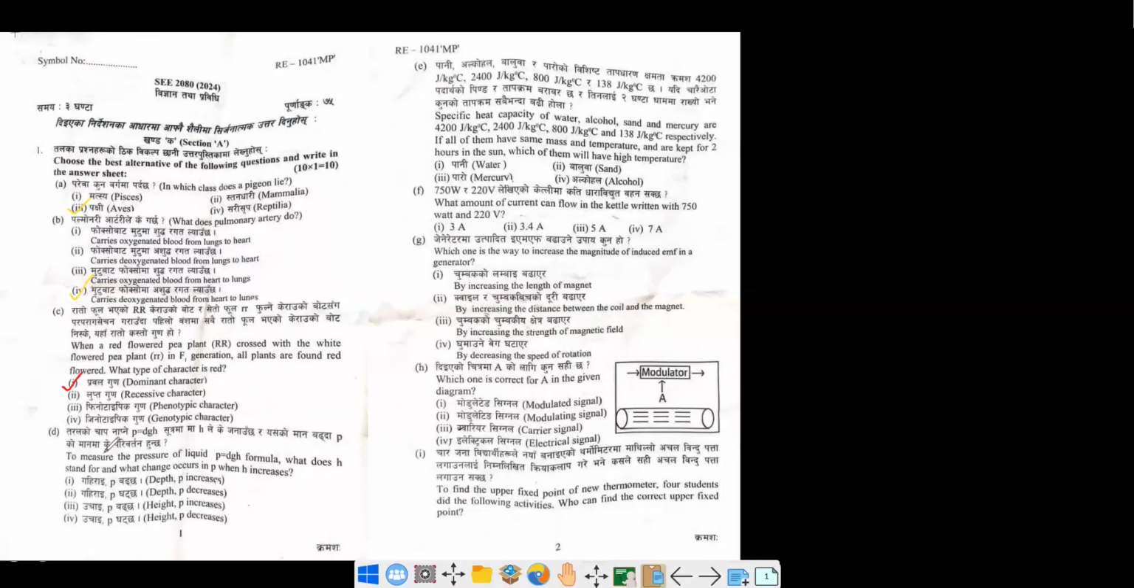To measure the pressure of the fluid, we use P equals rho g h. What does h stand for and what change occurs in P when h increases? Okay, H को मान बढ्ने हो भने P को मान सिधै बढ्छ because they are directly proportional. P equals rho g h. If we keep density and gravity constant, then P is proportional to h. Height बढ्दा P बढ्छ. अब बढ्छ मध्ये दुईटा छ.